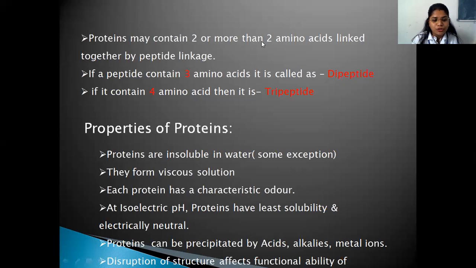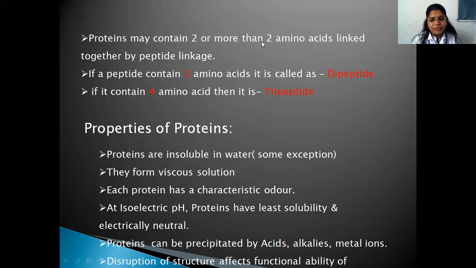Okay, then at isoelectric pH, firstly what exactly is isoelectric pH? Isoelectric pH means a pH condition where the net charge of the solution is zero. When there is the same number of cations and anions, the net charge of the solution becomes zero. At this isoelectric pH, proteins have least solubility and are electrically neutral.